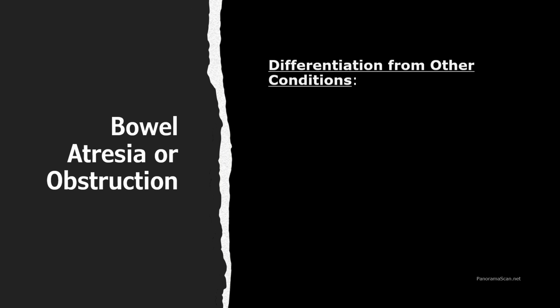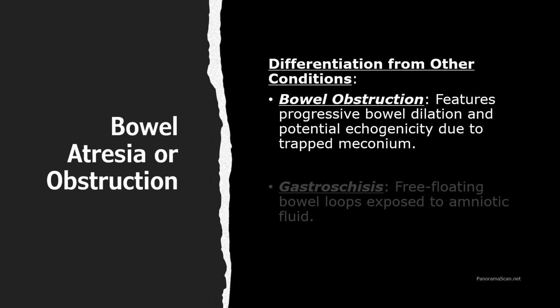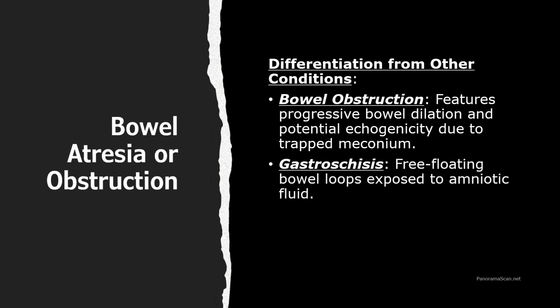When evaluating fetal bowel abnormalities, it is essential to differentiate bowel atresia from other conditions with similar ultrasound findings. Bowel atresia is characterized by progressive bowel dilatation, often with fluid accumulation proximal to the obstruction. In some cases, we may also observe echogenic bowel, particularly if complications like meconium peritonitis are present.